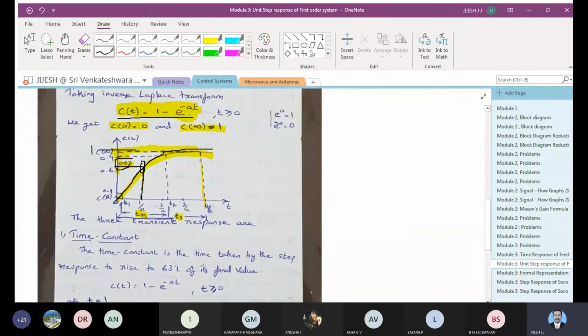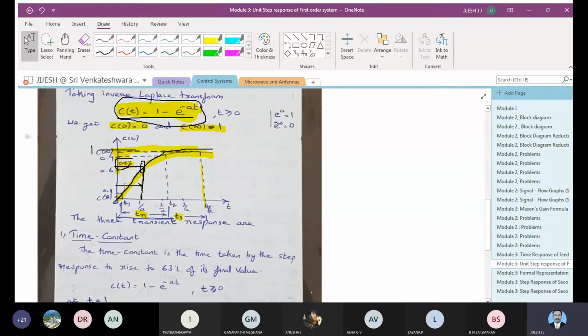So what is the equation we have studied? C of t is equal to 1 minus e to the power of minus at. We are going to use this equation, and you need to remember it. We will be seeing three responses. The first one is the time constant, where the system rises to 63 percent of the final value. Means if your final value is 1, you are going to get 0.63. That time is called the time constant.